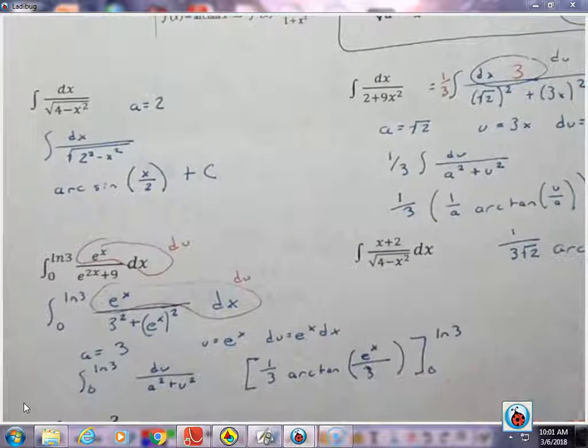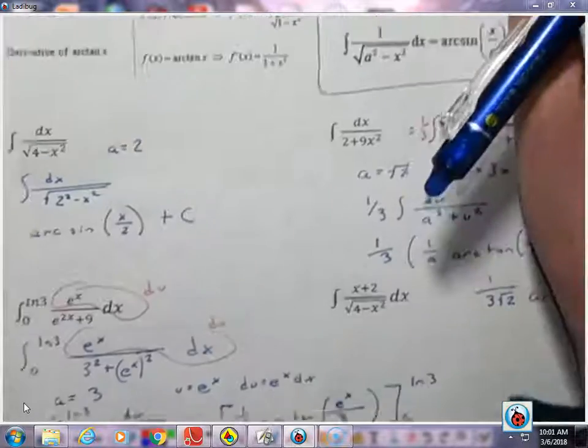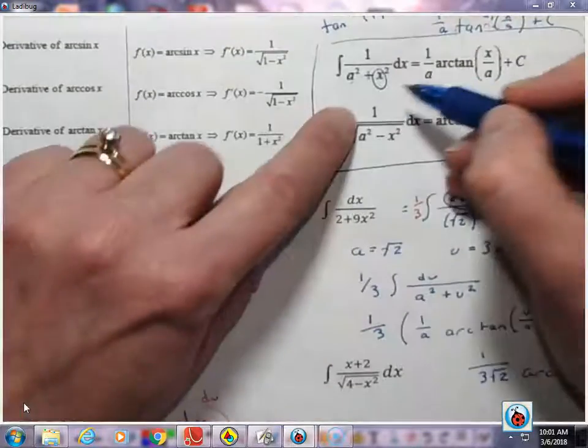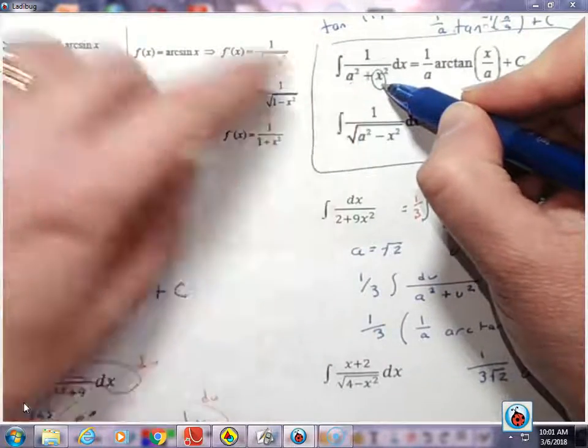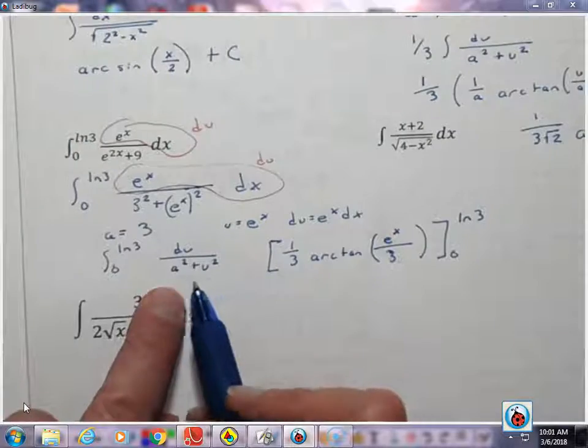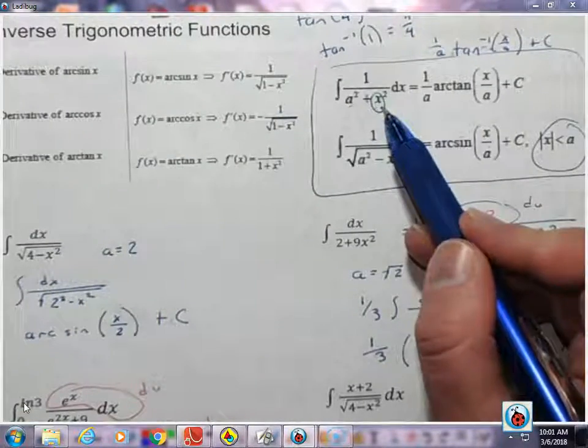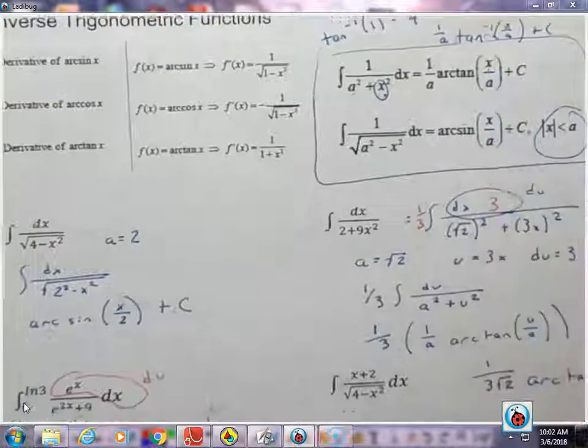Why did I put u in the x spot? Because remember, whenever you are substituting something in instead of x, that's what you make your u. So basically here, this was in the same form as this, only with u instead of the x. So that's why the u goes there. Does that make sense?